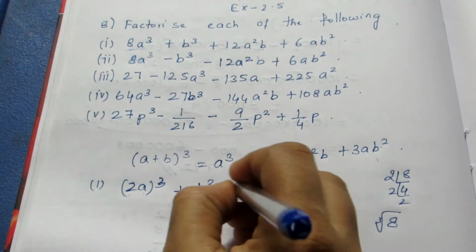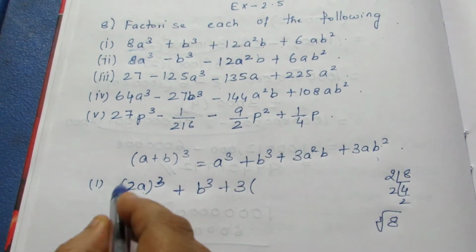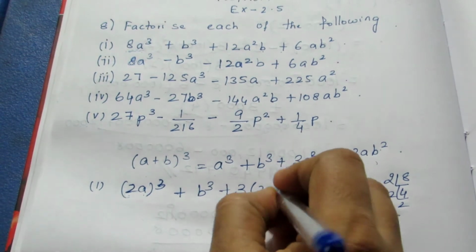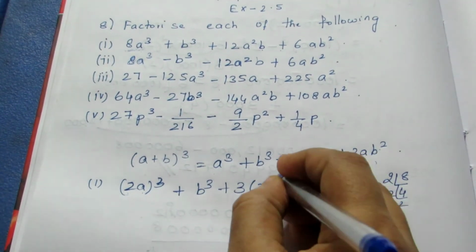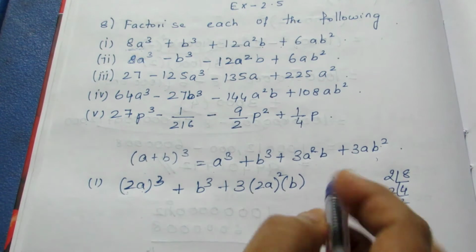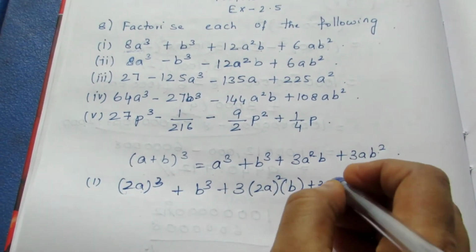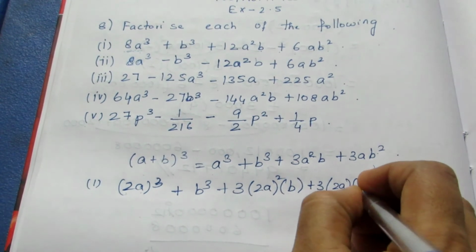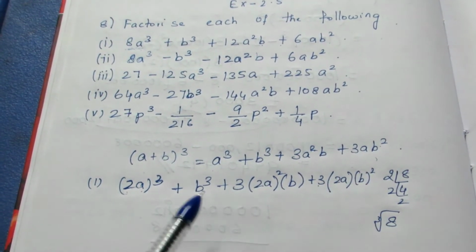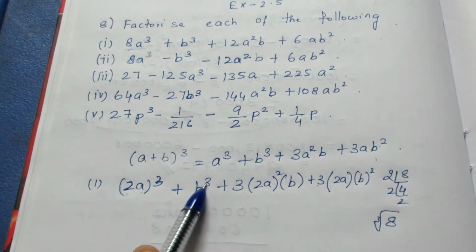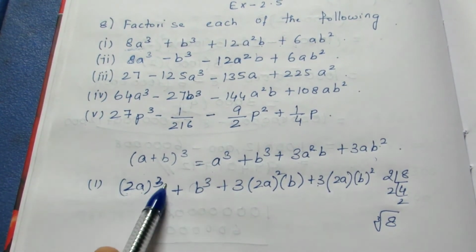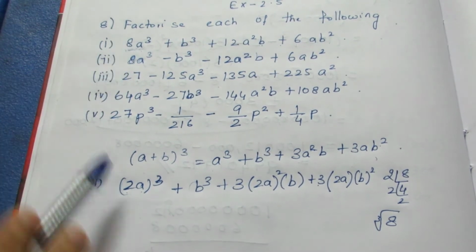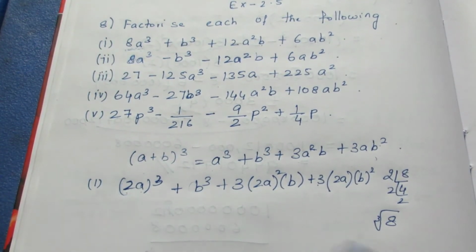Now plus 3a square b. This is your a cube, so this will be your a. So 3 into 2a square into b, plus 3 into 2a into b square. You need to see for a and b. This will be your a, this will be your b, because a cube plus b cube. Don't see here, this is not your a, it should be in the whole cube. Your a should be in the whole cube.